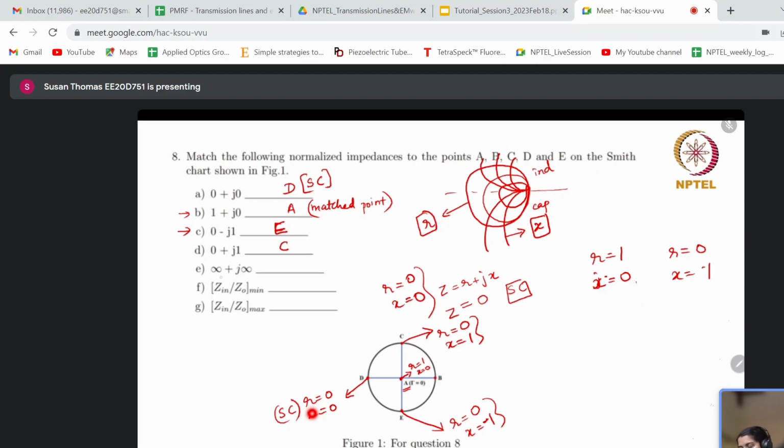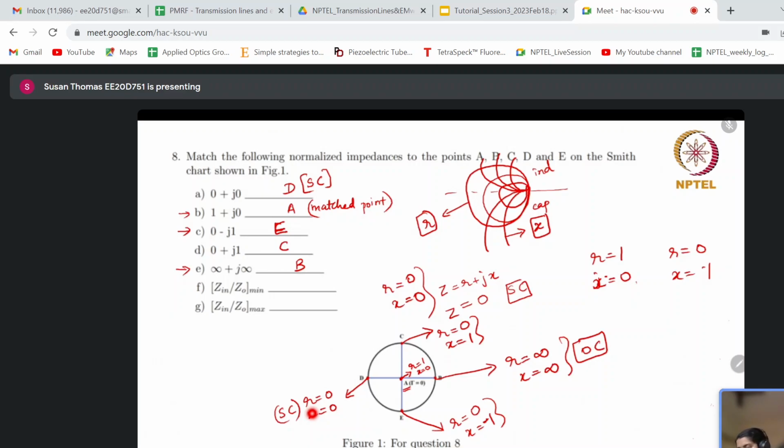Now what about this infinity plus j infinity point? Where would this be? Look at this point. Here r is infinity, x is infinity, or we call it the open circuit point. So this will be B.